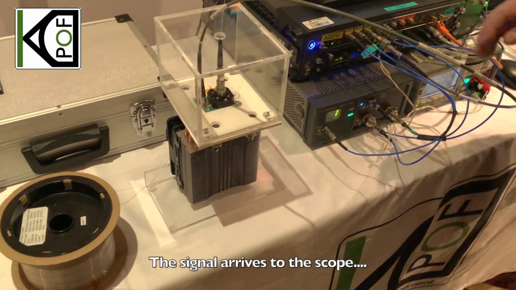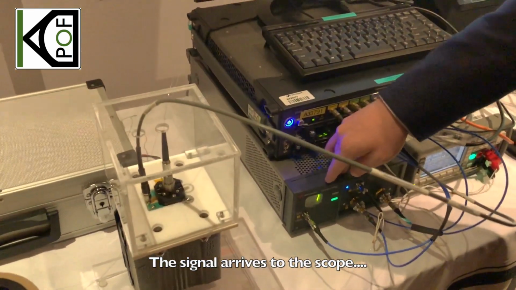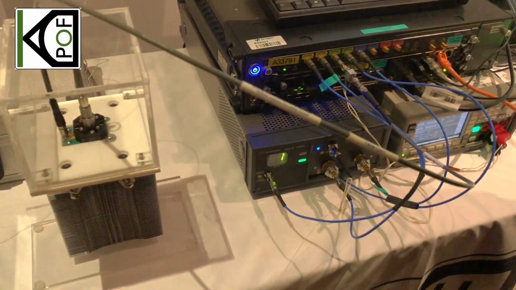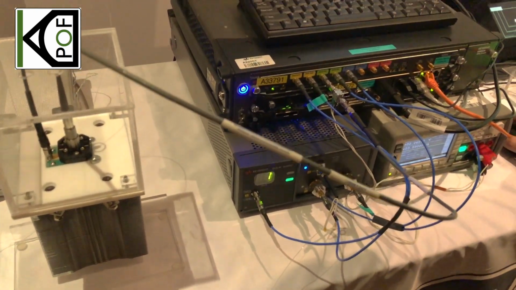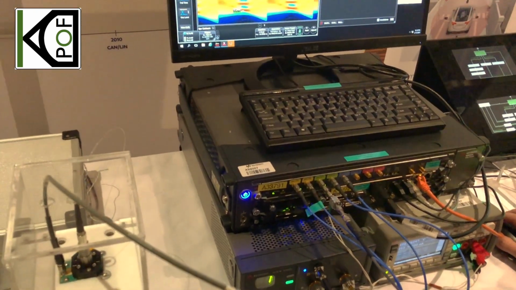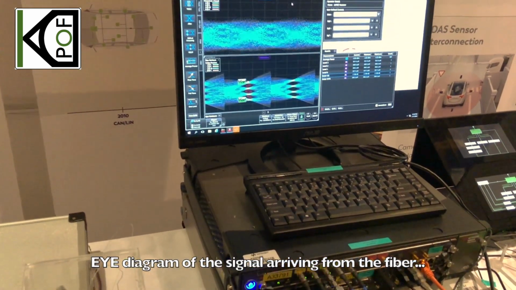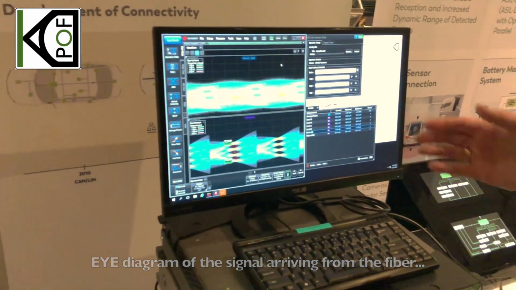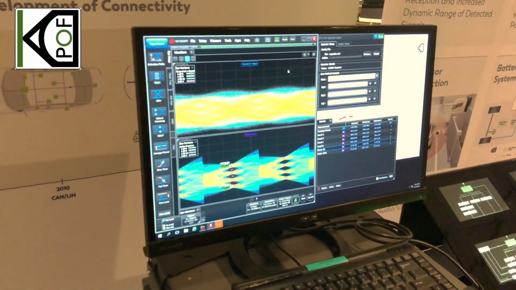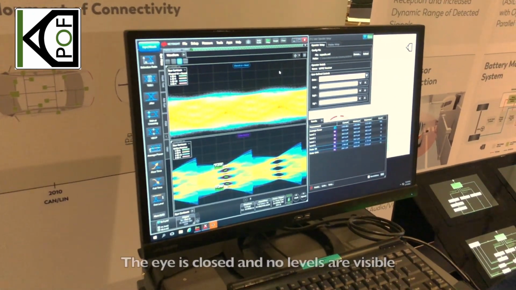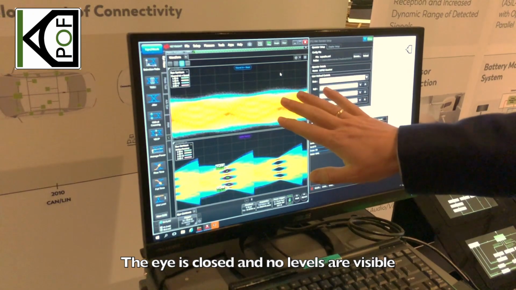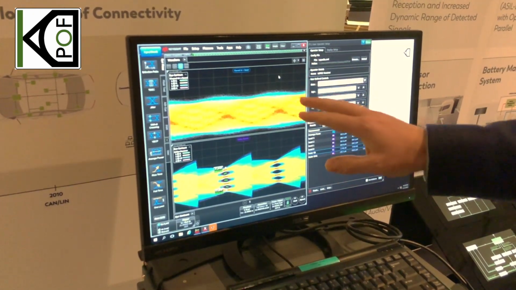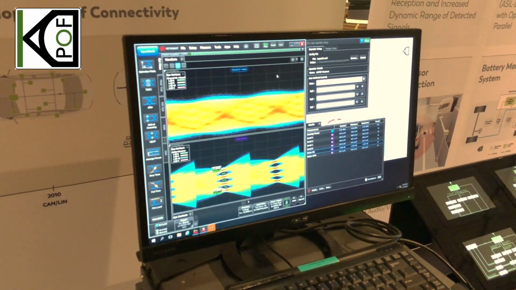The signal arrives to the oscilloscope. As we can see in the screen, the eye diagram of the received signal, as we can see in its input. So we can also see that it's very, very difficult to distinguish the different levels of modulation.